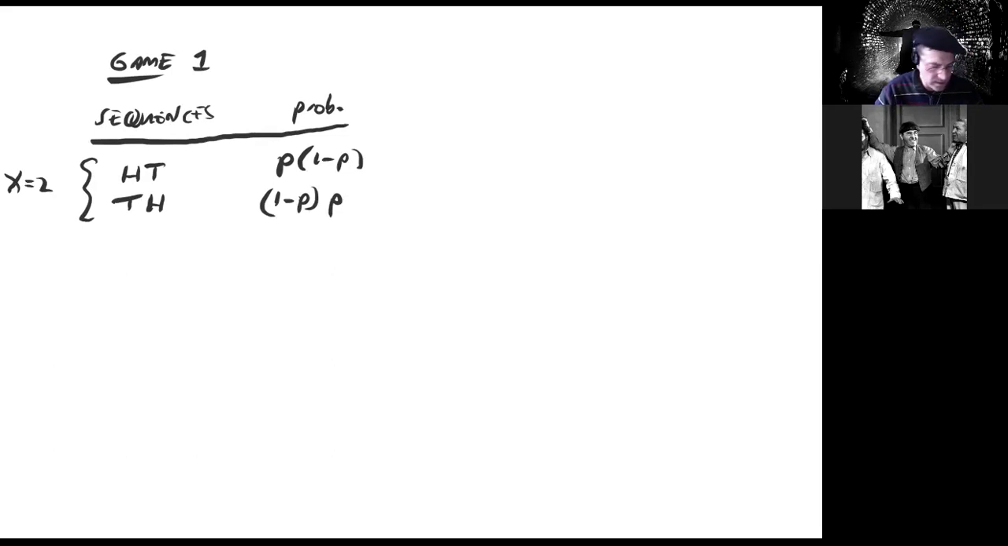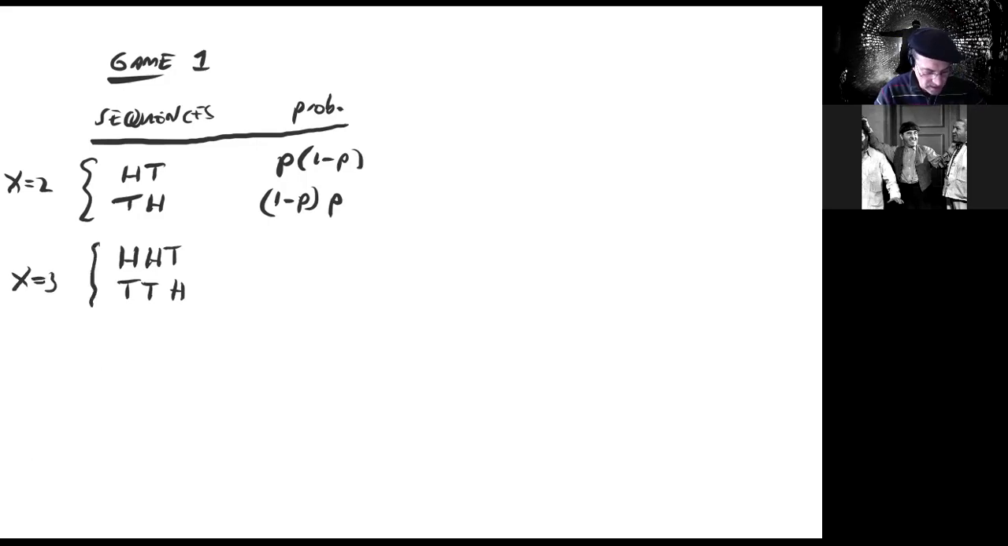Now what about the next case? That would be x equals 3. Notice x cannot be 1, right? We have to get both a heads and a tails. So that means at least 2 flips or more. So we get a heads, heads, and then a tails, or we can get a tails, tails, and then a heads. And that's all you can get with 3 flips.